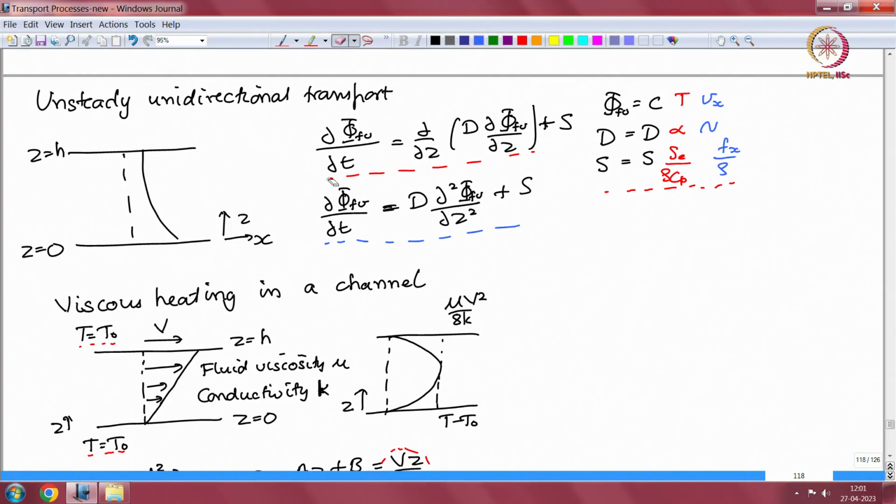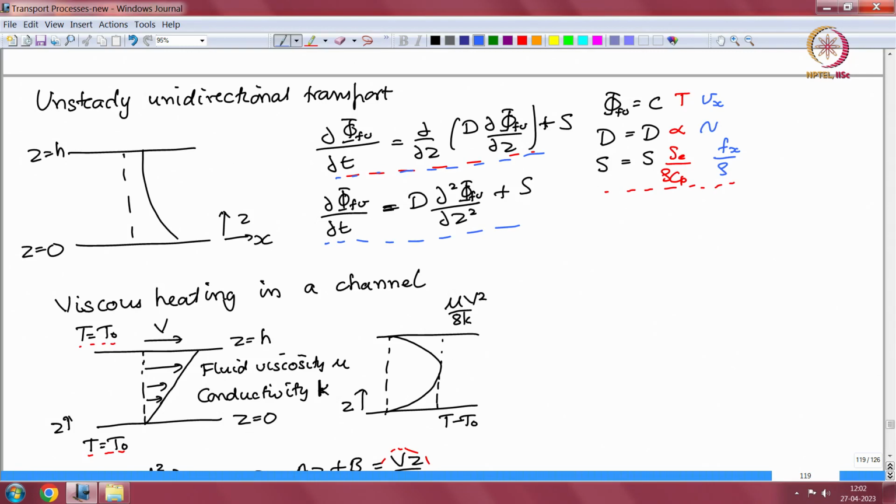In the last few lectures, we were examining steady unidirectional transport under different conditions. The general equation for unidirectional transport in terms of the field variable in one coordinate and time is the following. The time derivative of the field variable is equal to d by dz of the diffusivity times the gradient of the field variable plus the source.